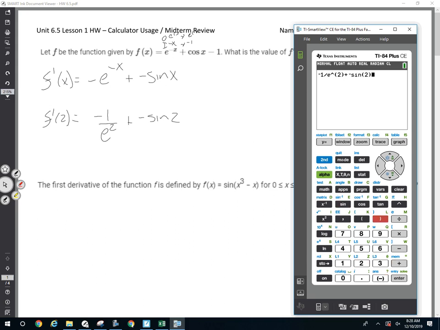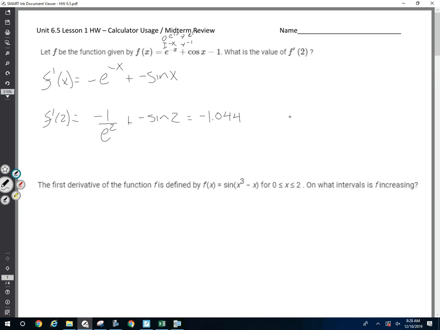This is very important. Always be in radians in this class. And we see negative 1.044, 5, or 1.044. We always leave our decimals rounded or truncated to 3 decimal places. I like truncating. You just write 3 decimals and leave the rest out. Okay? Or we can utilize n-derive, math 8.